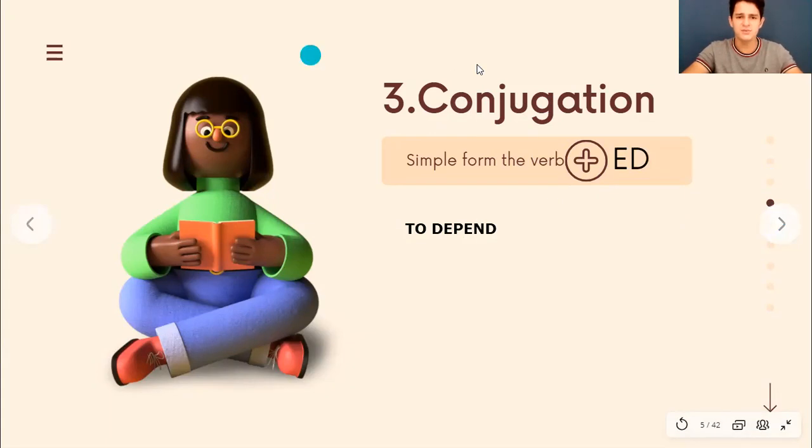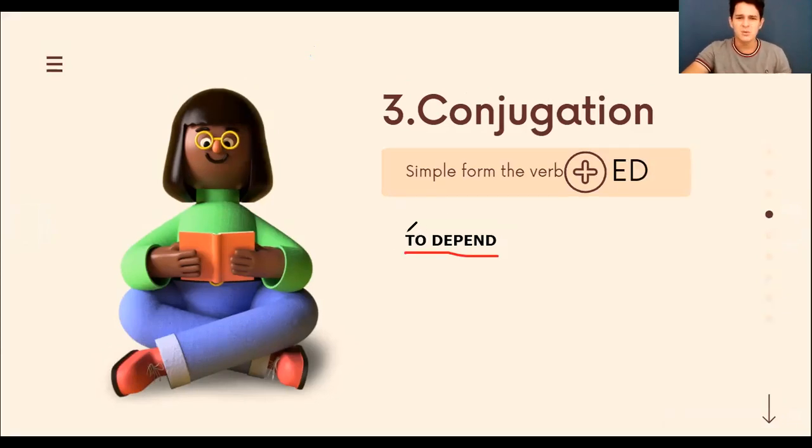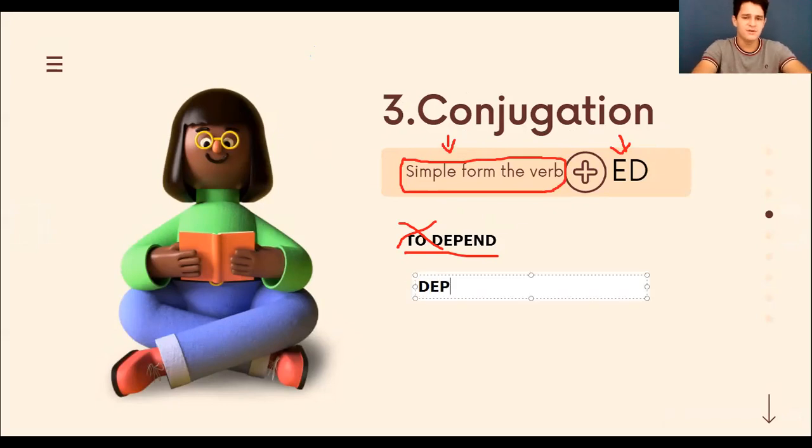So what is the simple form of the verb? Over here you have the infinitive. Este to depend es un infinitivo. ¿Cómo lo vuelvo forma simple? Porque la conjugación me dice eso. Hey, it's the simple form plus ed. Ah, okay, simple form, no to. So now you're gonna have depend. ¿Y qué le agrego? Porque falta otra parte. Okay, so I add ed. All right. So now ed. So I say depended.